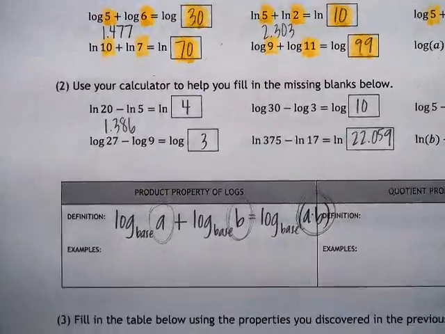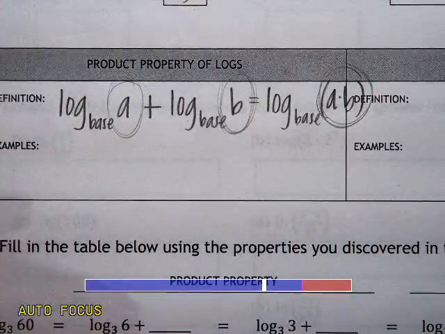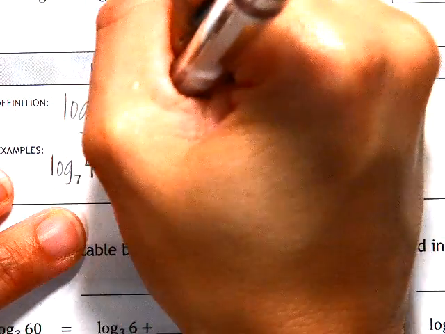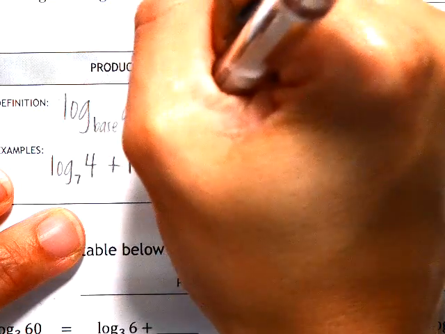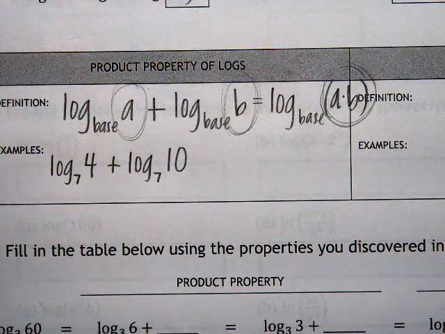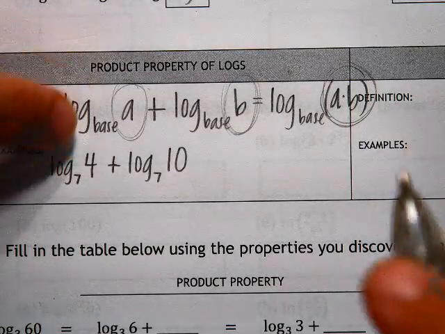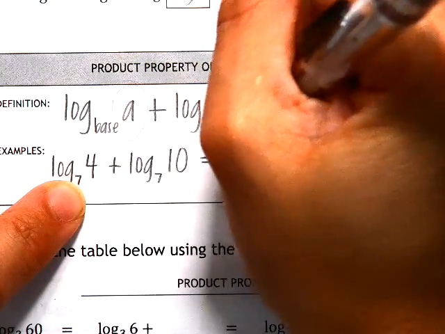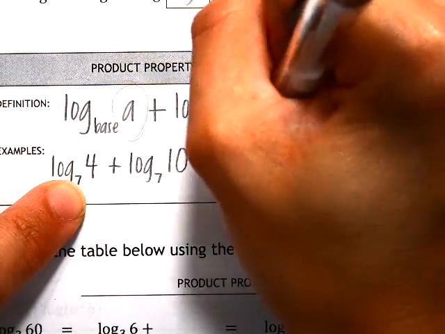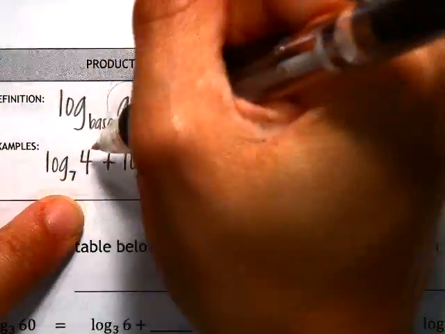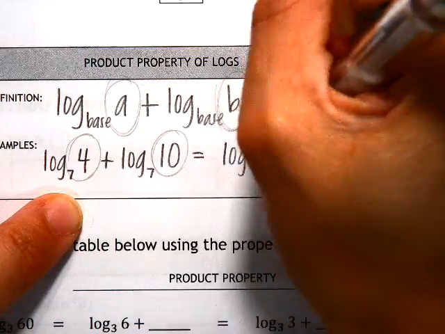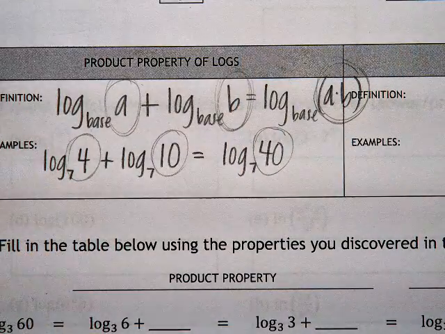And you can do any examples here. The product property totally works. I'll just list a couple of examples that are kind of easy. Say log base 7 of 4 plus log base 7 of 10. I just picked two random numbers. Notice a couple of things. Both of my logs are log base 7s. It doesn't matter that they're log base 7s. Notice when I write equals, it's still going to be log base 7. But we're going to multiply the 4 times the 10. That's the product bit. And we'll call it log base 7 of 40.